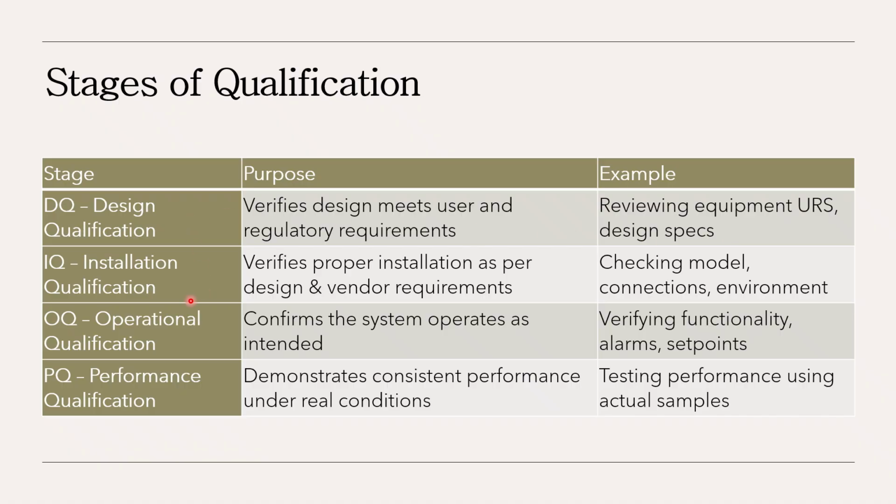And the next one is the installation qualification. Installation qualification confirms that the equipment is installed correctly according to design and vendor specifications, right? It includes checking the model numbers, utilities, connections and environmental conditions, right? Next is operation qualification. Operation qualification ensures that the system functions as intended under defined operating conditions. It involves testing the functionality, alarms, controls and any set points within the equipment, right?